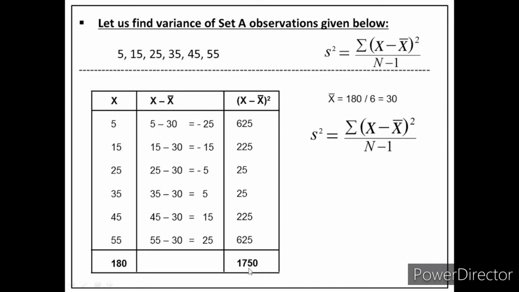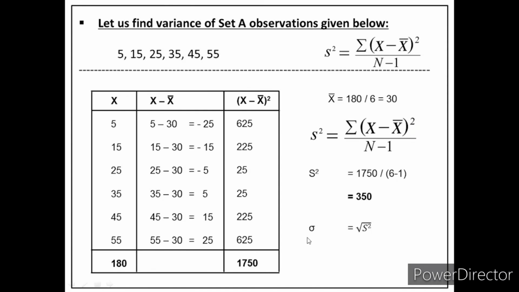Now we are ready with all the values. We just have to put those values in this formula to find the variance. So the variance will be equal to 1750, that is summation of (x minus x bar) whole square, divided by n, where n is 6, minus 1. So we are getting variance as 350.